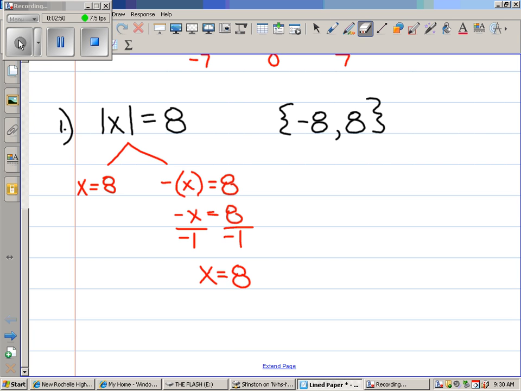But totally legit, this process works every time, no matter how complicated the problems get. You guys are good? Nice.